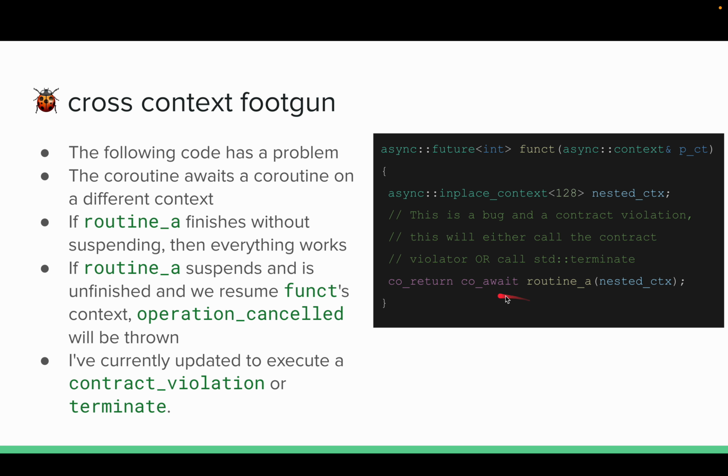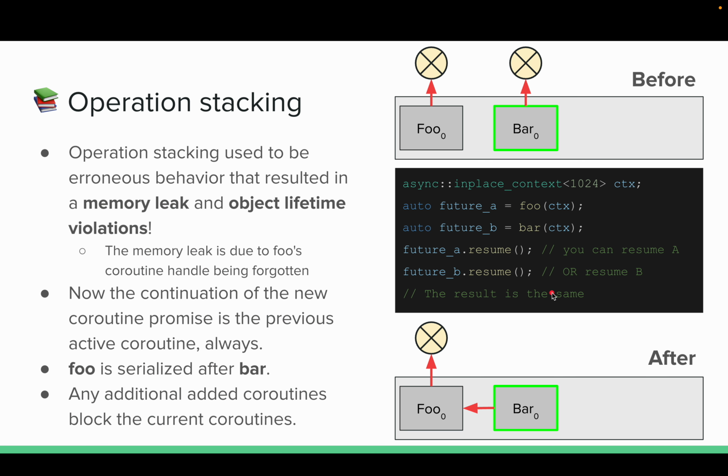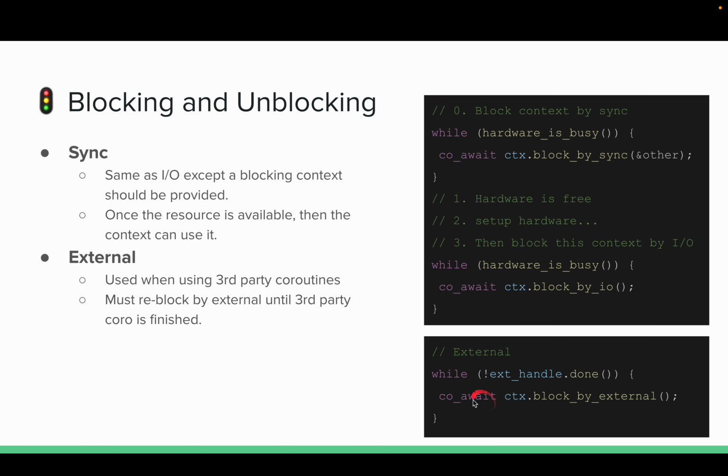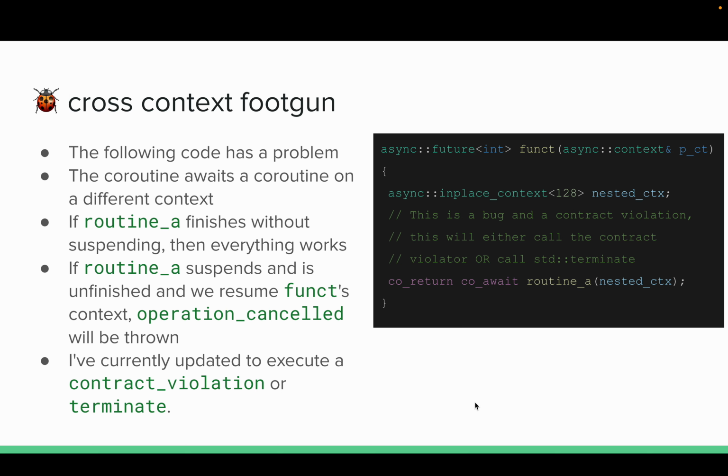The way you're supposed to do this is actually to block by external. If you have another coroutine, you're supposed to be a supervisor and you're supposed to resume it and check if it's done, then suspend yourself. You are not meant to directly co_await it. But the problem is it seems like a thing that you can just do. It compiles and it can work in some particular edge cases.